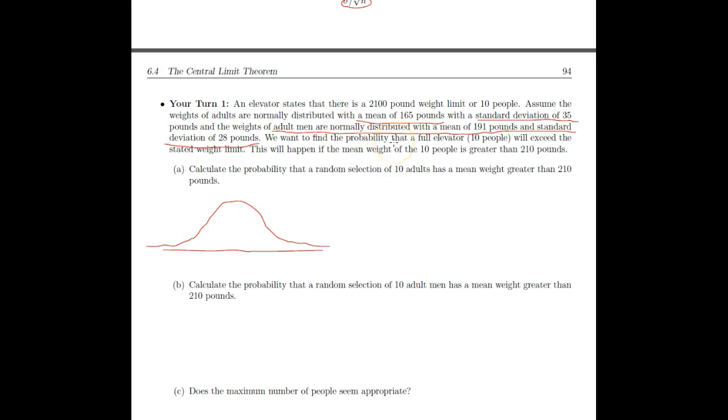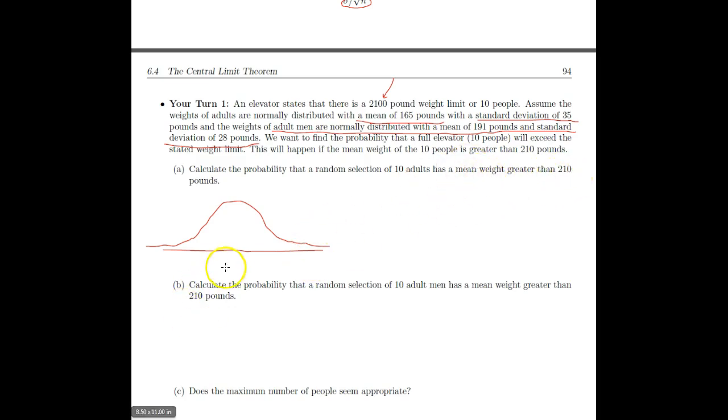We want to find the probability that a full elevator will exceed the stated weight limit. So this will happen if the mean weight of the 10 people is greater than 210 pounds, right? Because 10 times 210 would give you this 2,100 figure, which is the weight limit. Okay, so calculate the probability that a random selection of 10 adults has a mean weight greater than 210 pounds.